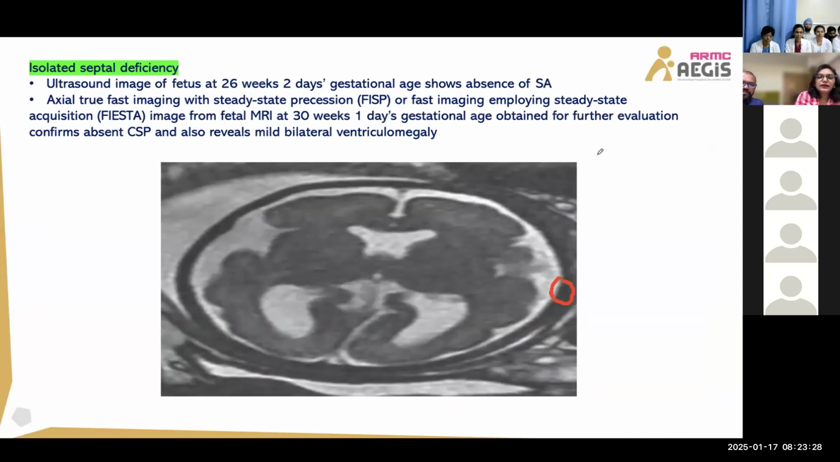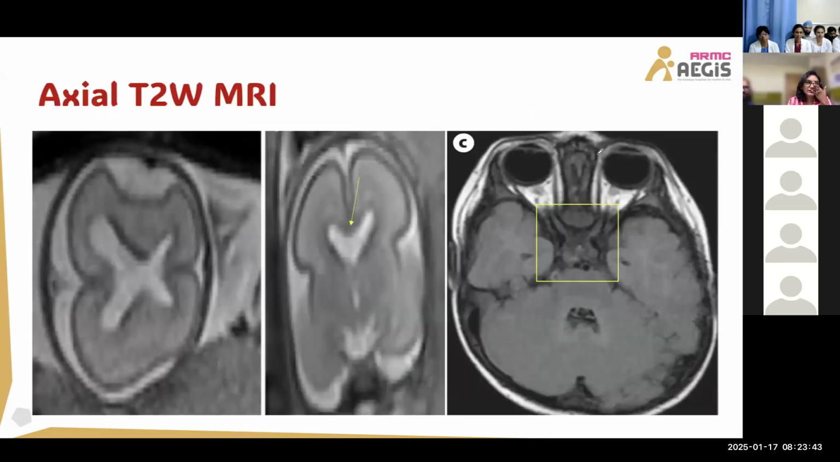So this is an MRI image of a similar case who presented with isolated septal agenesis, and the MRI was done at 30 weeks gestational age, which confirmed absent CSP along with mild bilateral ventriculomegaly. And these are a few other axial T2-weighted MR images, which again show septal agenesis along with a single fused frontal horn and a normally appearing optic chiasma.